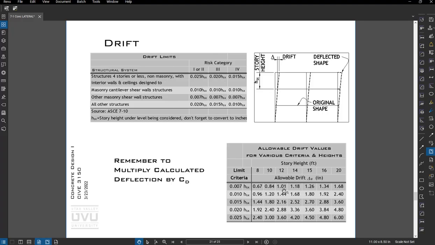I've put a table where I've calculated some of that for different heights. It's important to remember to multiply your calculated drift by the Cd factor, which you get from the table with the R factors out of ASCE 7.